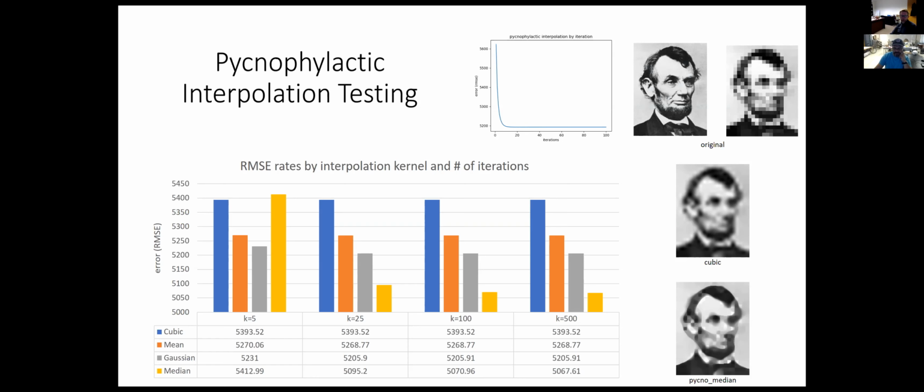The root mean squared error for a cubic interpolation, which doesn't have iterations, is the same throughout. It's just a single interpolation pass. There are no further improvements that can be made. That's 5,393.52. So as a comparison, that's the blue bar, in other words.